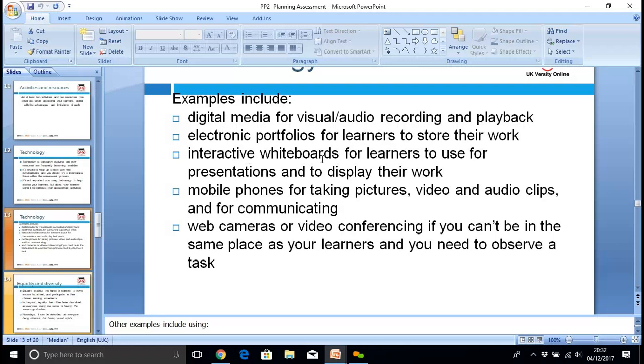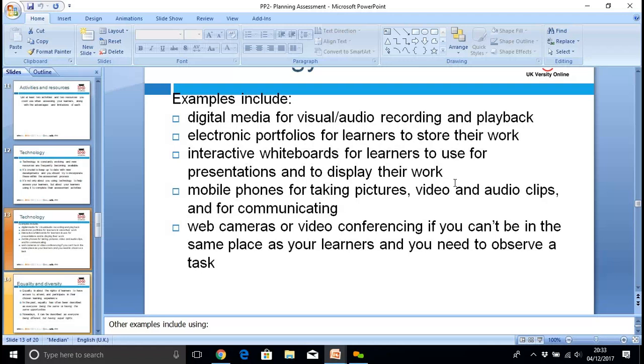If you're in a classroom, of course, the new interactive whiteboards for learners to use for presentations and to display their work is good, but there's nothing wrong with the old-fashioned videoing of the learner delivering, using whatever resources they've got together to do that.